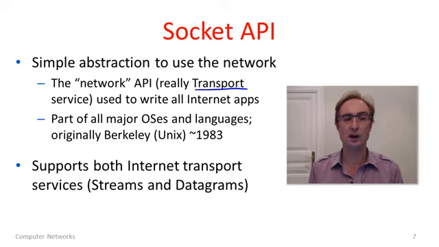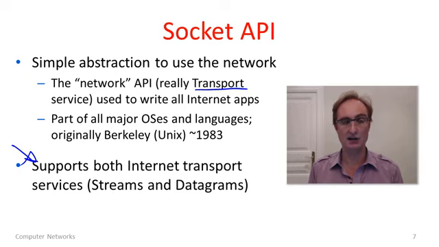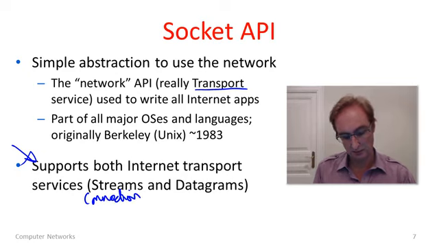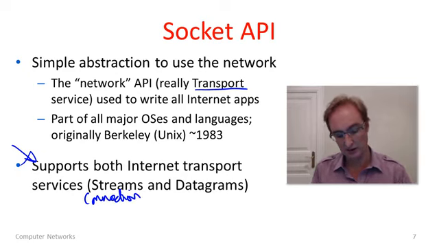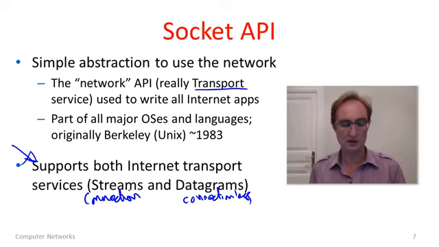Sockets are used to write all of the different internet applications you see out there. The socket API supports both of these kinds of internet transport services, both the streams and the datagrams that we just saw. When we looked at sockets before, we only looked at the stream model. We call this a connection-oriented transport, and datagrams are connectionless. Just different names for some of those kinds of services.